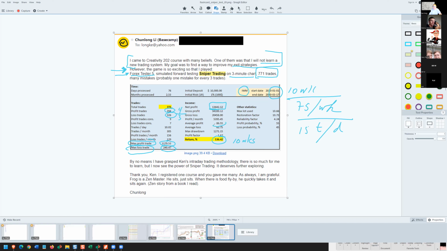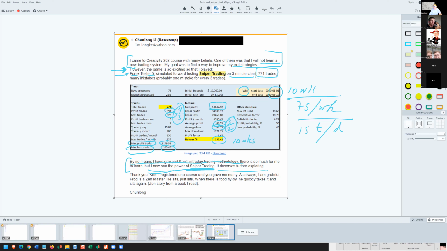Average profit $90, average loss $60, so that's about, with a little bit of cleanup, a 3-to-2 payoff rate on a 4-to-3 win ratio. And this is, by his acknowledgement, he hasn't grasped all of the methods, but he can already see, at his current level of understanding, the essence of sniper trading intraday.